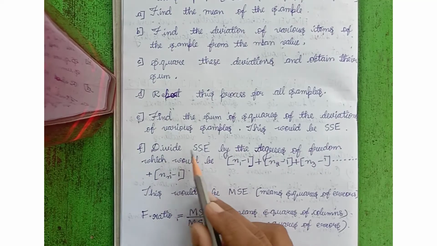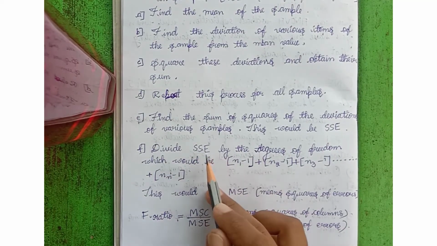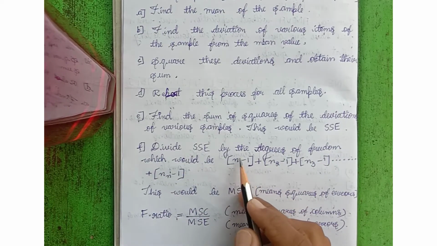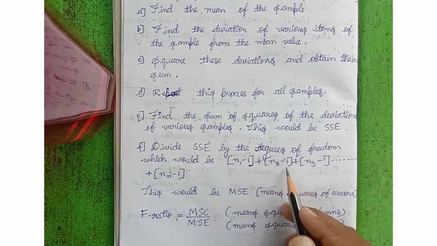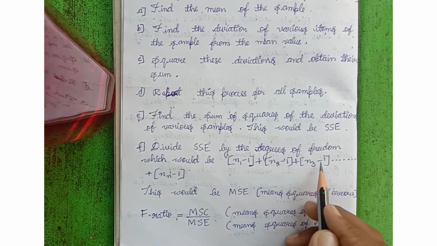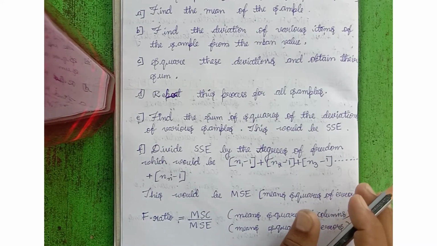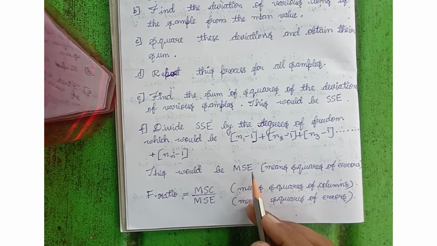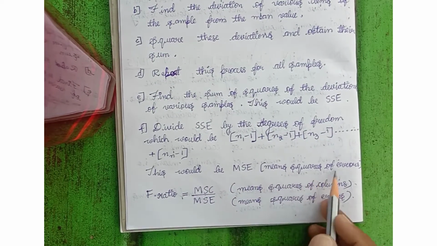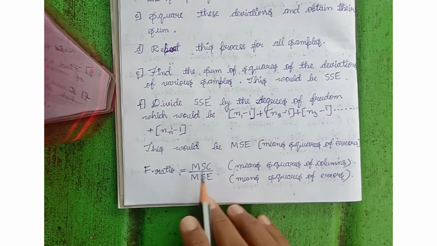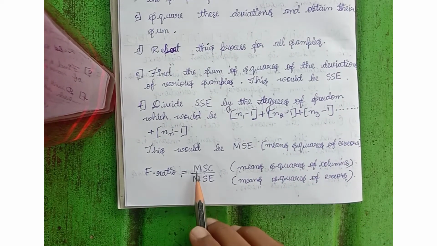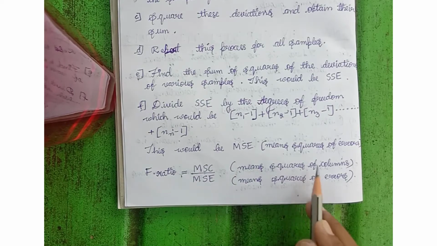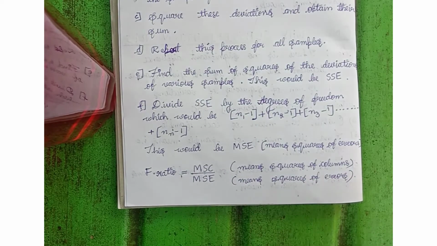Then F step, we have to divide SSE by the degrees of freedom, which would be n1 minus 1 plus n2 minus 1 plus n3 minus 1, up to the nth sample; we do it up to however many values there are. So this would be MSE. MSE means mean square of errors. Next we have to find the F ratio. How to find the F ratio? That is MSC divided by MSE, that is mean square of columns divided by mean square of errors.